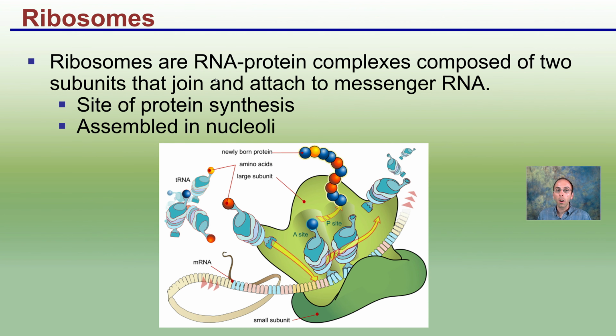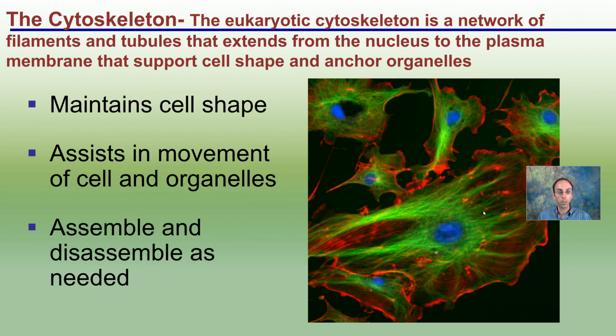Now, ribosomes are RNA-protein complexes composed of two subunits joined, attaching that messenger RNA in the center here. They're the site of protein synthesis, and they're assembled in the nucleoli. And we see here the mRNA coming through, and our newly born protein, which is the linking of all those amino acids that are brought together by the transfer RNA here, and the sequence is very important for their function.